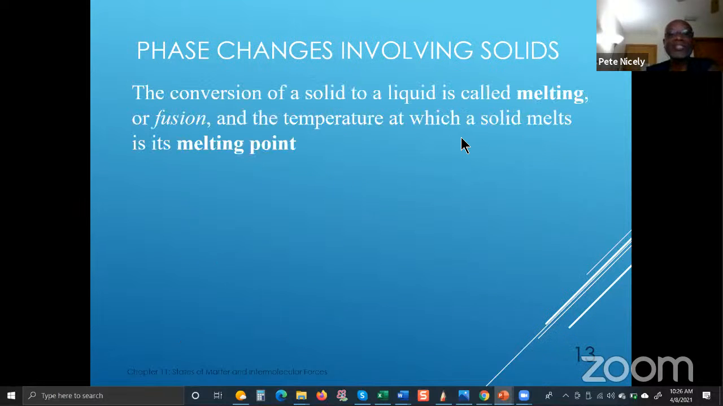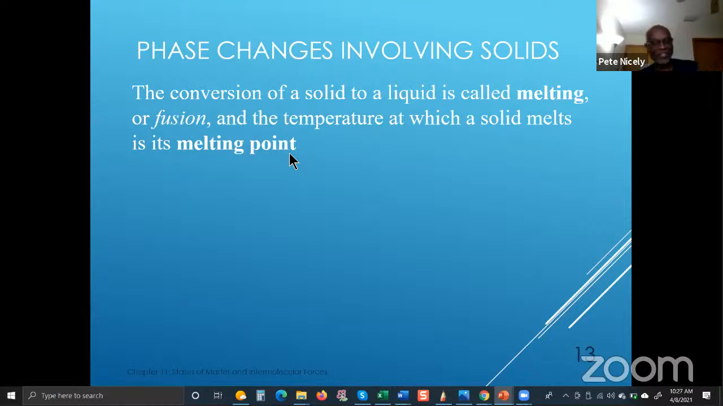Okay, so let's talk about the phase changes involving solids. Now, when it comes to solids, the conversion from a solid to a liquid, we all know, is called melting. Another term that is used is fusion. So fusion, melting, same thing, all right? And the temperature at which a solid melts is its melting point.